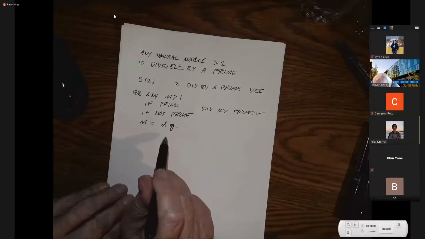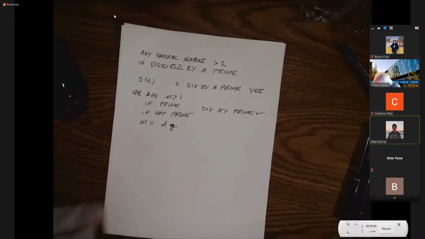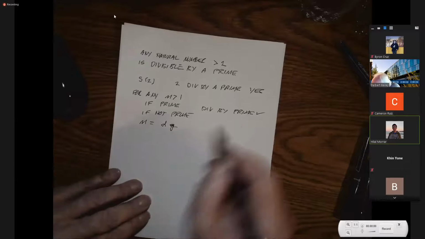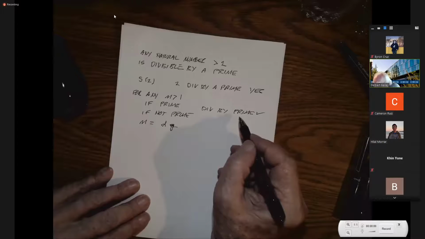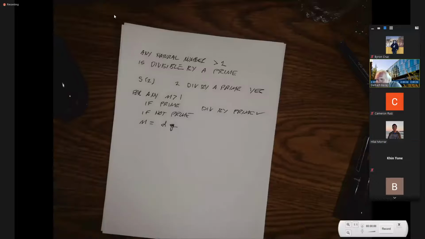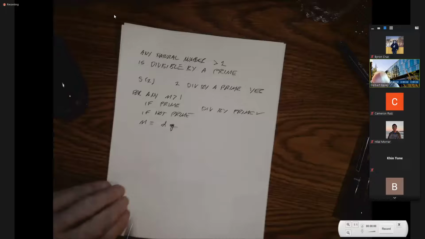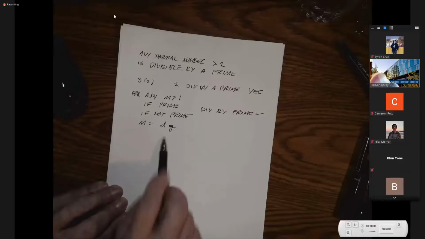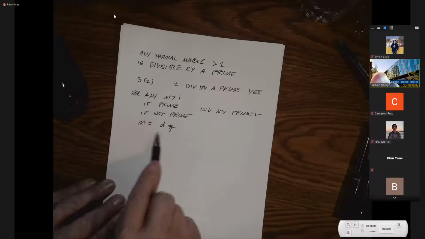I have a question about the previous statement. You said for any n greater than 1, if it's a prime, then it's divisible by a prime. Yeah, but itself. Okay, so we're counting itself here. All numbers are divisible by themselves. And so if they happen to be a prime, then they're divisible by a prime. Okay, so if it's not a prime, then it's two other numbers.